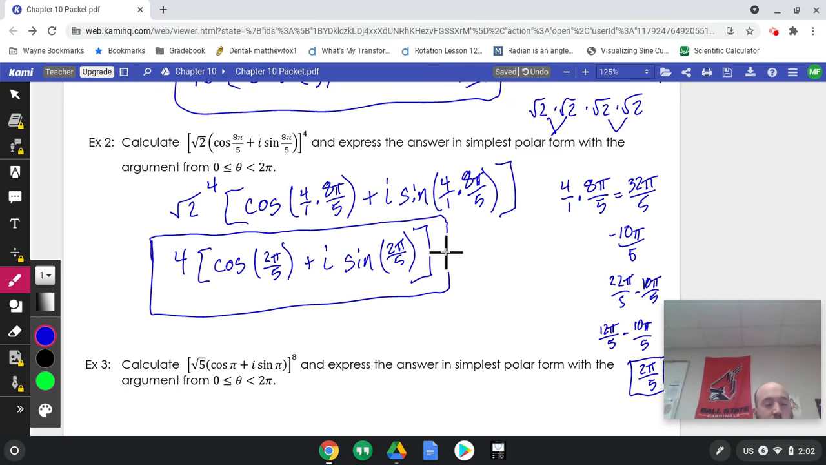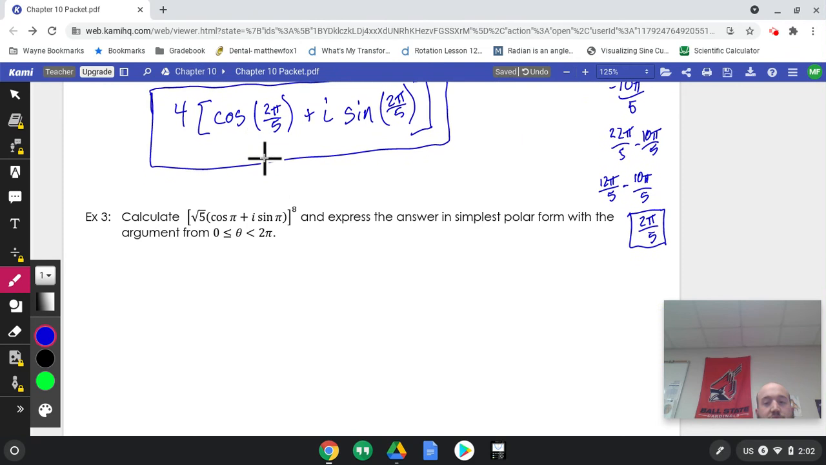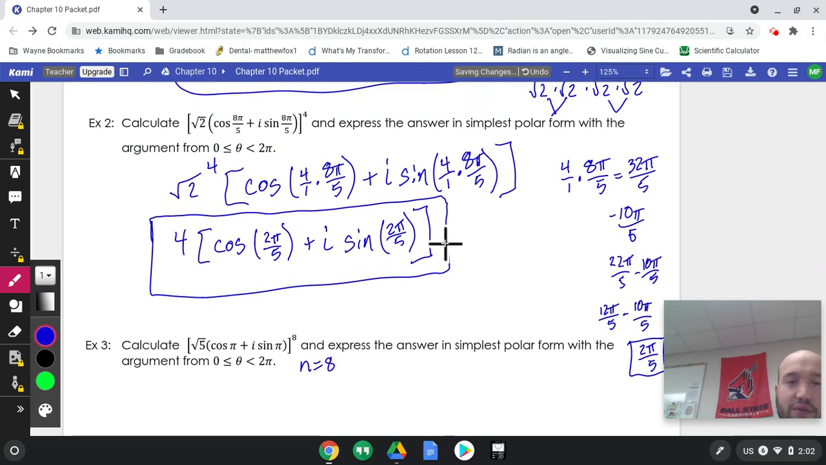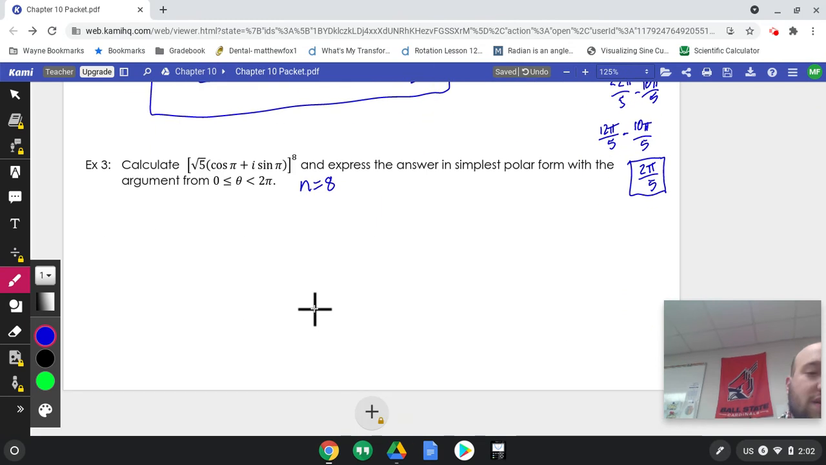All right, we've got one final problem left to look at. And in this last one, once again, we're going to do the same thing. So start off with the radius to the n. So n equals 8. Also, on that last one, I forgot to write what n was, but we knew n was 4. So if n is 8 over here, we're going to have square root of 5 raised to the 8th.